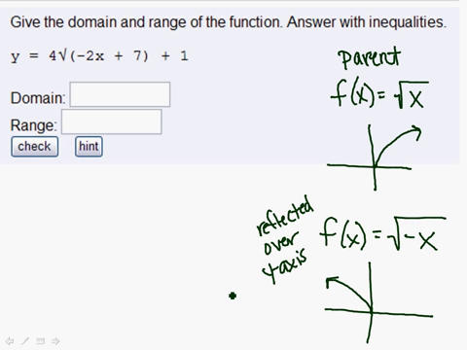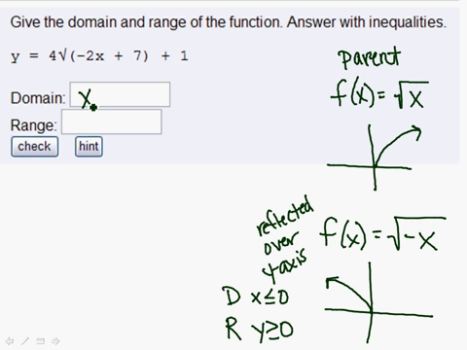For the domain and range of this basic parent function being reflected over the y-axis, we have where x is less than or equal to 0, because these are the negative values of x, and y is greater than or equal to 0 because we have the positive values of y. So in this area, it's going to be negative values of x, positive values for y. So this is going to follow the same pattern.